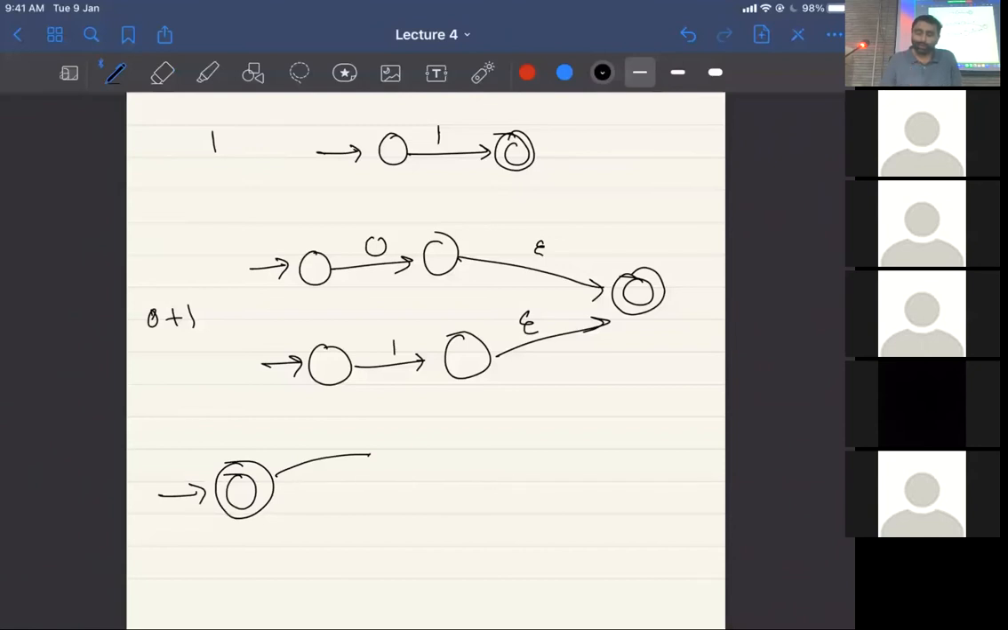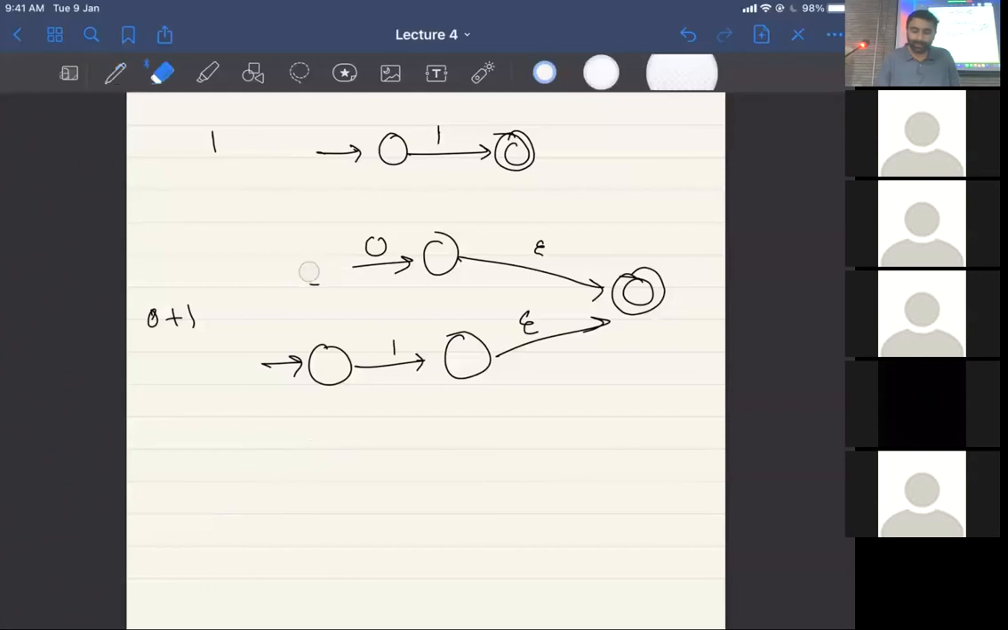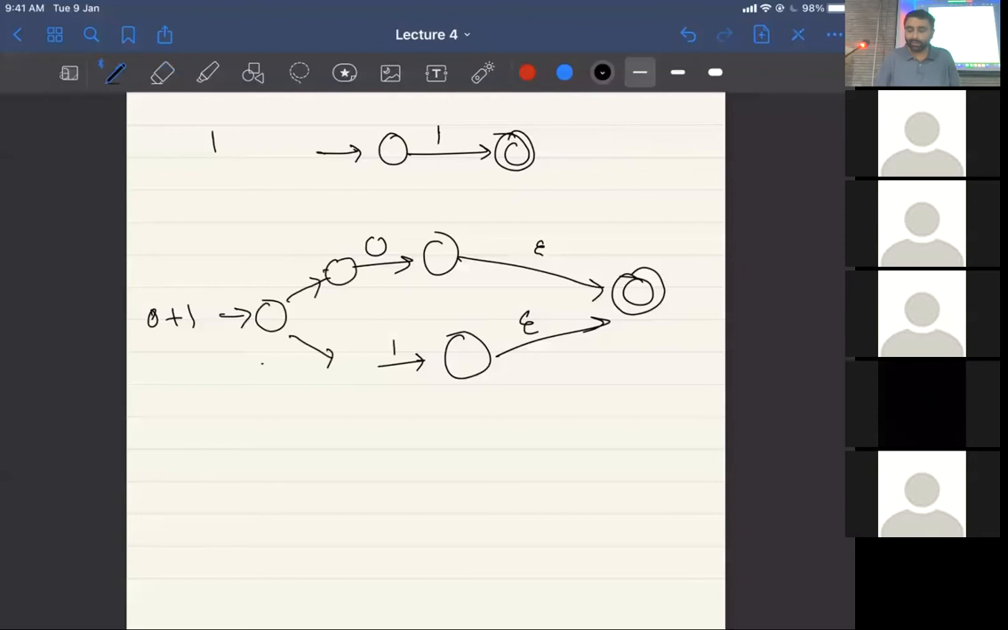There is one more thing I forgot to tell you. This NFA cannot have more than one start state. In this we have two start states, so we need to fix it. How do we fix it? We fix it by creating a new state here, making it the start state, and connecting it to the start states of these two machines. So this is for 0 plus 1.